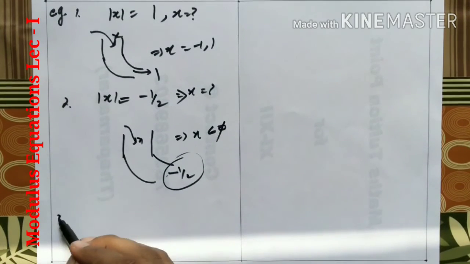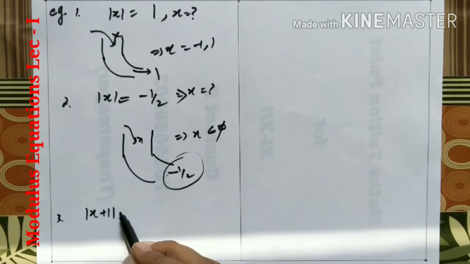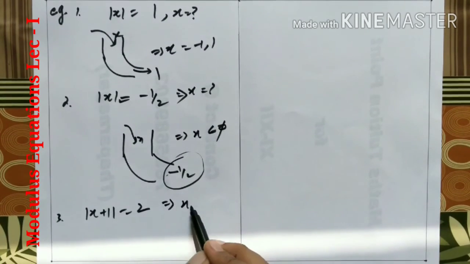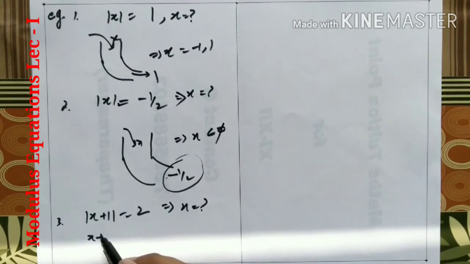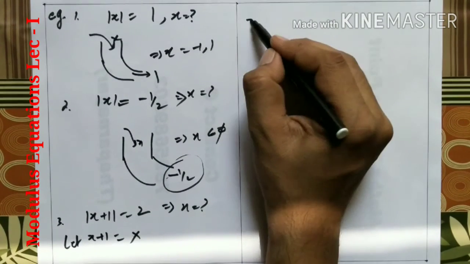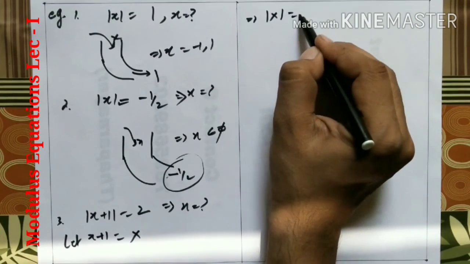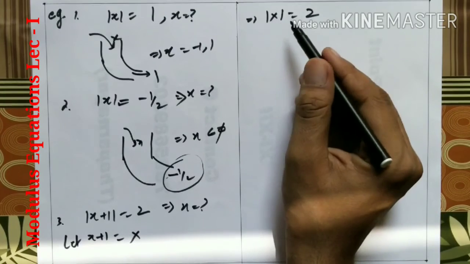Let's see an example. Suppose mod of x plus 1 is equal to 2, and we have to find the value of x. Now let's see. Let us assume x plus 1 is capital X, and the question becomes mod of capital X is equal to 2, and we have to find the value of capital X.